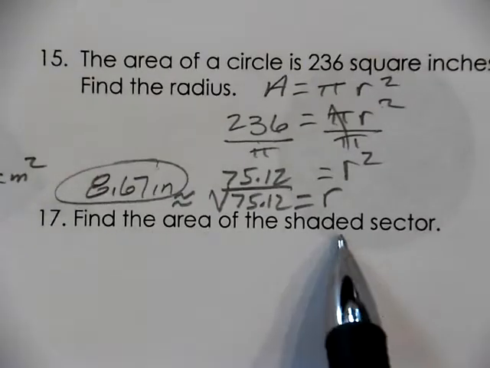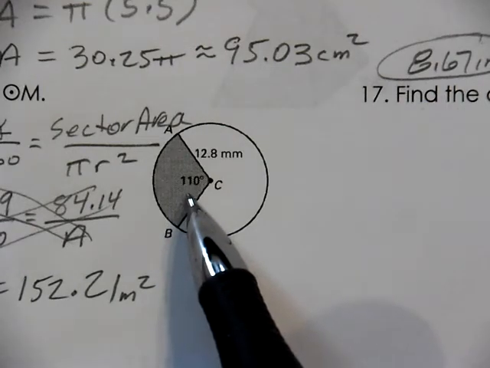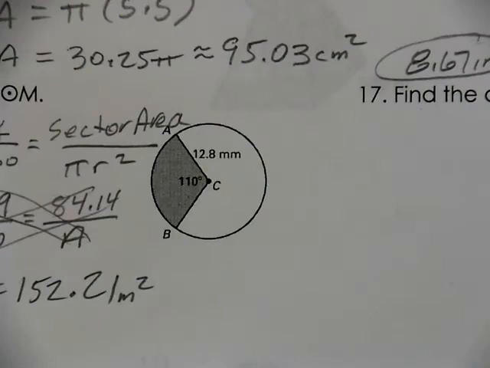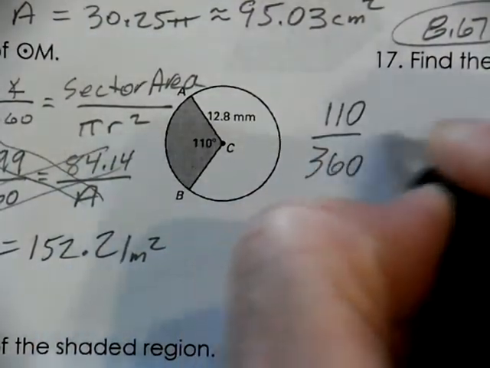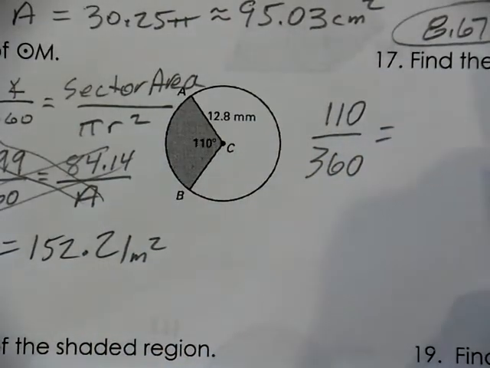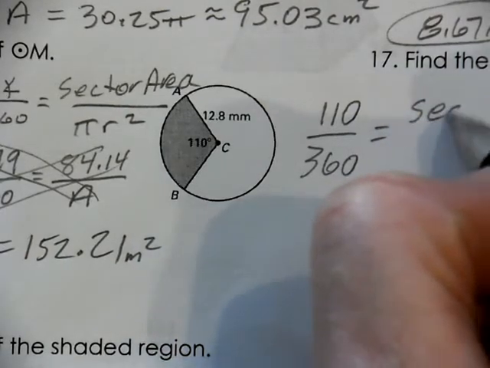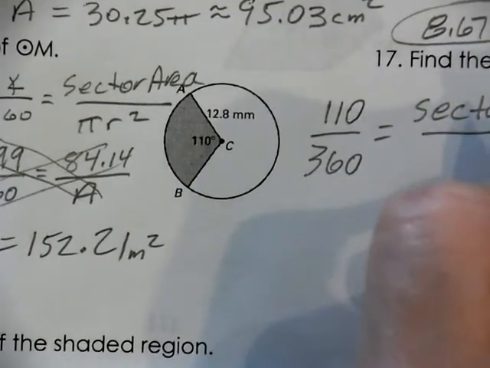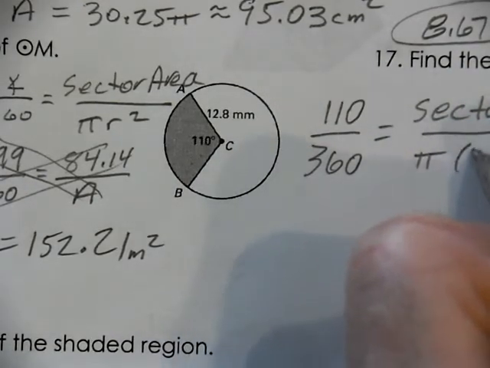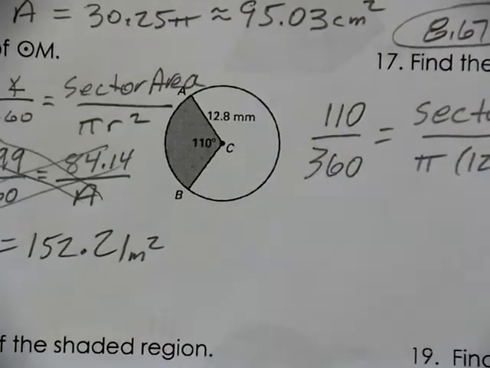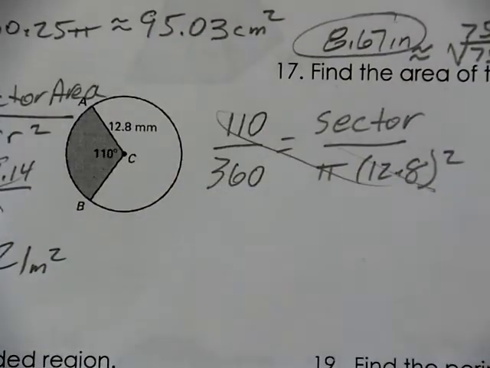This one, find the area of the shaded sector. So we have 110 over 360 equals the sector area over the area of the circle. So we have pi times r squared. So we're going to cross multiply there.